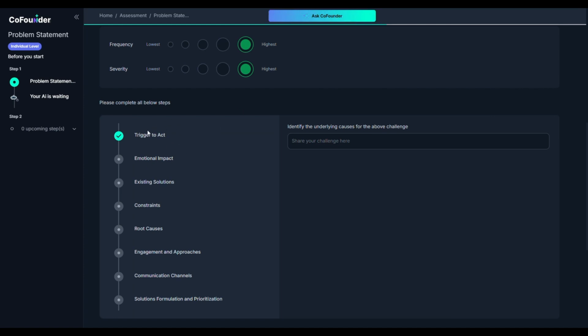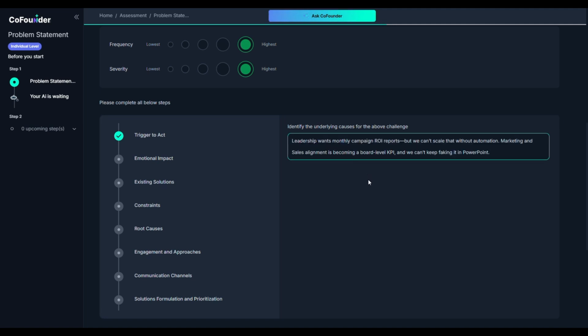What is my trigger to act? Leadership wants consistent ROI reporting, and they're asking tougher questions during reviews. Sales isn't just frustrated, they're skeptical. I can't keep patching slides together and calling it insight. This question unlocks urgency. Innovation doesn't happen when problems are annoying. It happens when they become unignorable.